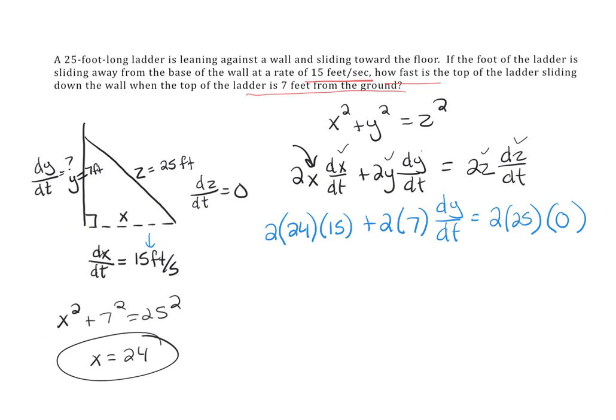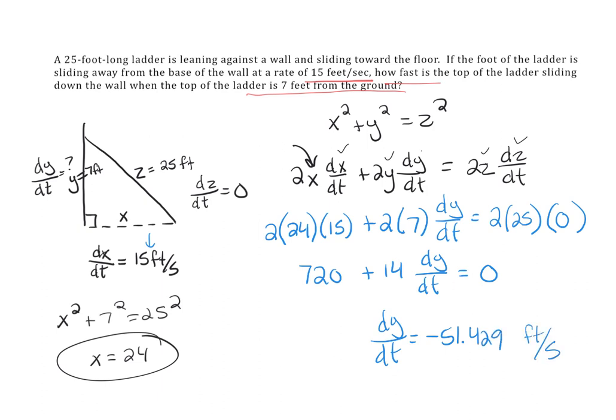Okay, so let's simplify this down. So you should get this, and then if you solve, just subtract, divide, and we should get that dy/dt is negative 51.429, and that is feet per second. So the ladder is falling. When it is 7 feet high, at that instant, it is falling at a rate of negative 51.429 feet per second.